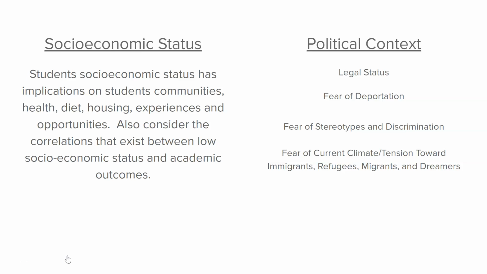Socioeconomic status. It's important to consider that because you want to know what kind of resources the student has, what kind of housing they have. Do they have health care? Do they have internet service? Are they able to get a good night's rest? Do they have healthy food to eat at home? Because all of that can affect the student's education.